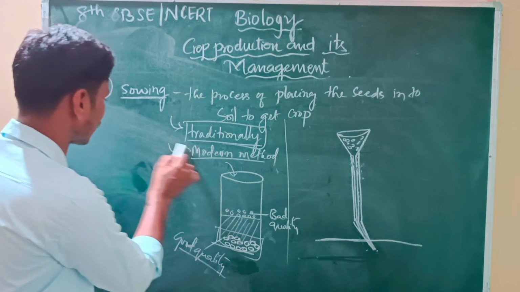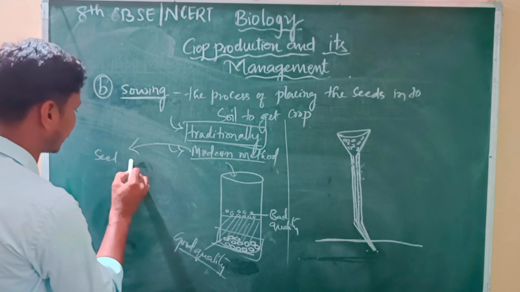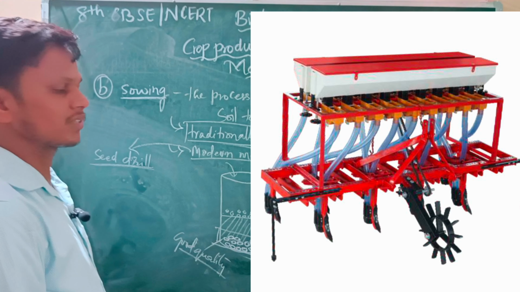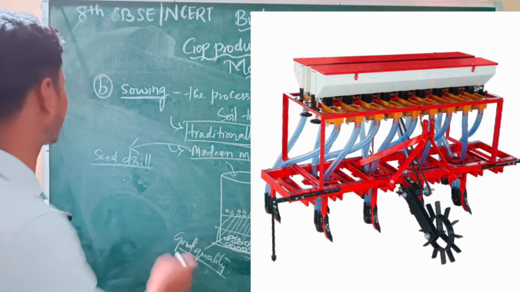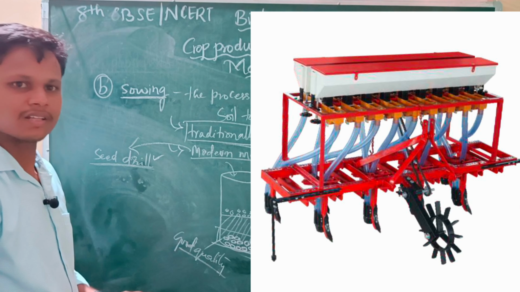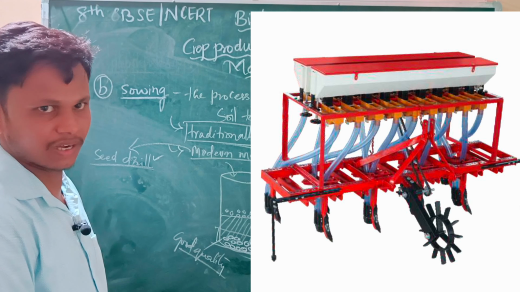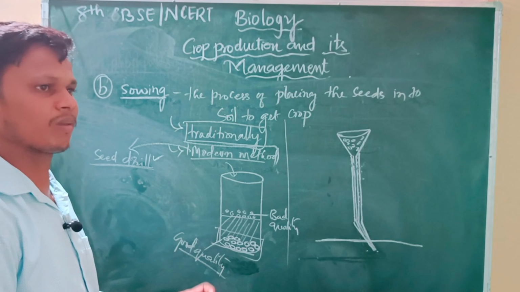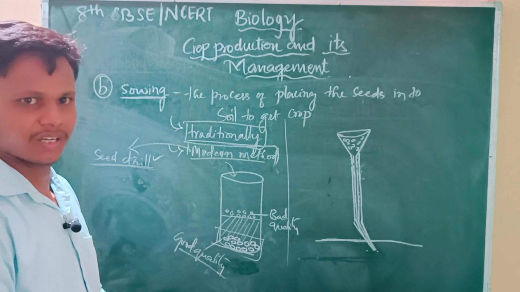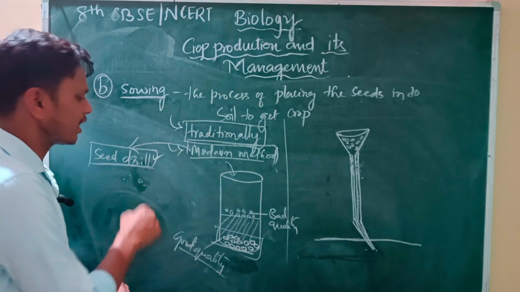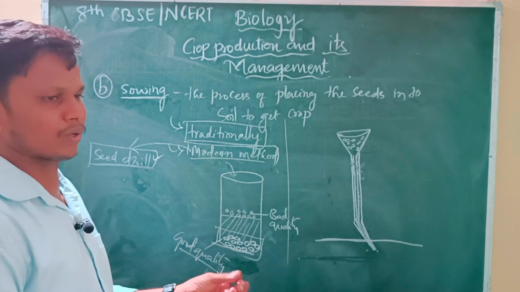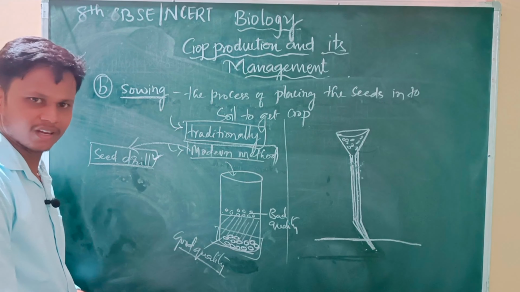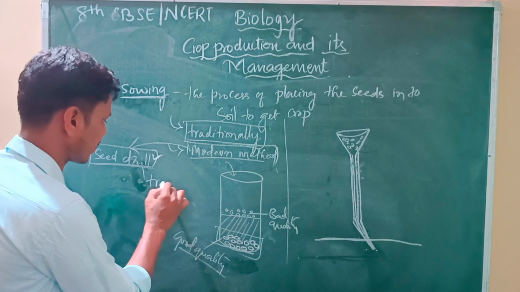And one more method, that is the modern method, by using a seed drill. This is a very important question. You may be given the diagram of a seed drill and asked to write about it, or asked directly to explain the advantages of using a seed drill, or which is the modern method to sow seeds. In CBSE, they pick questions right from the textbook, isn't it? Seed drill is like a cultivator, completely made of iron. It is driven by a tractor.